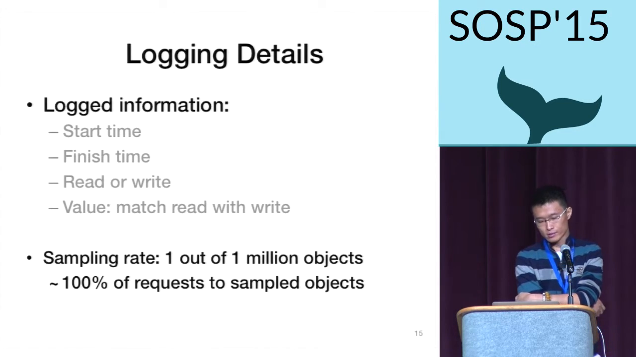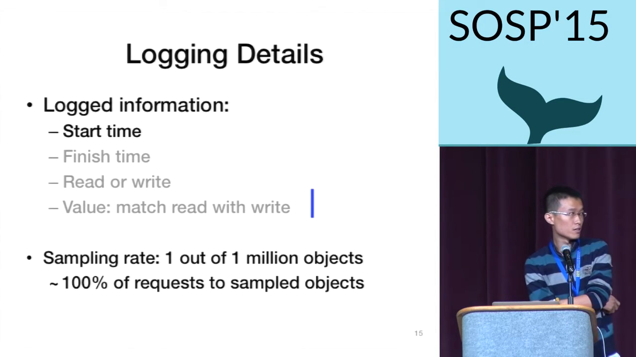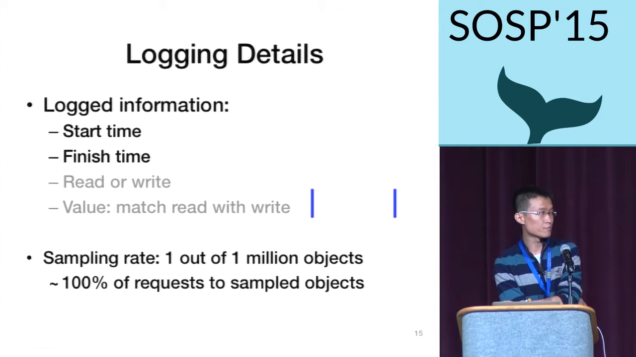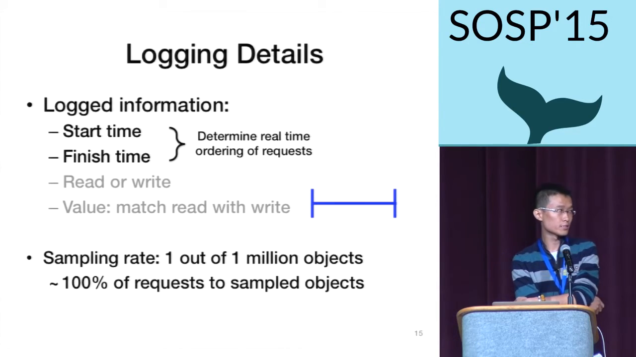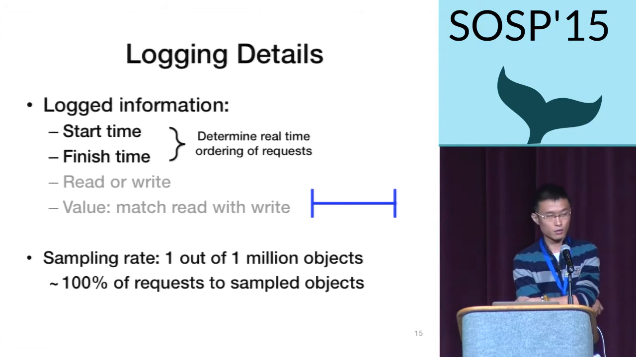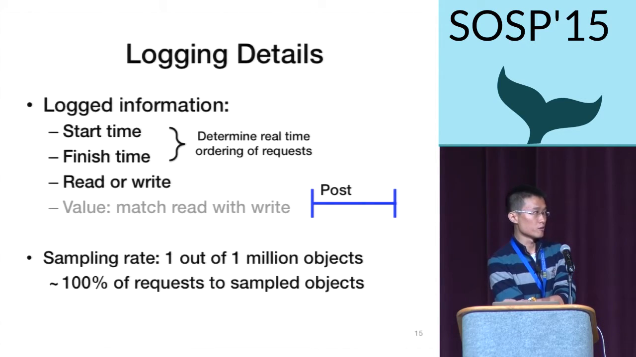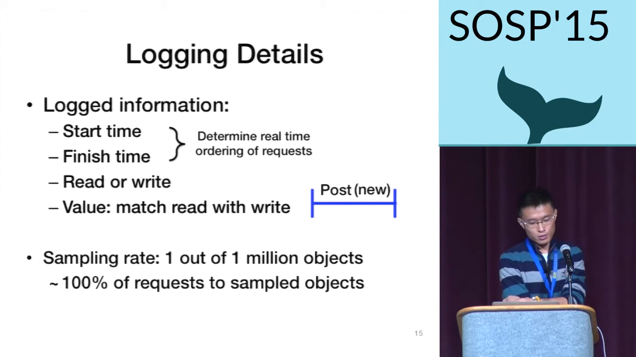For each request, we log its start time. That's the time when the web server sends this request to the cache tier. And we also log the finish time. That's the time that the web server received the response. And we consider this request to commit at some point between the start time and finish time. We use these two time fields to determine the real-time order of those requests. We also want to know whether this request is a read or write, and we use the value field to match the read with the write that wrote the value. Again, we sample based on objects. Our sampling rate is 1 out of 1 million objects. So that means we log all the requests to each object in our sample.